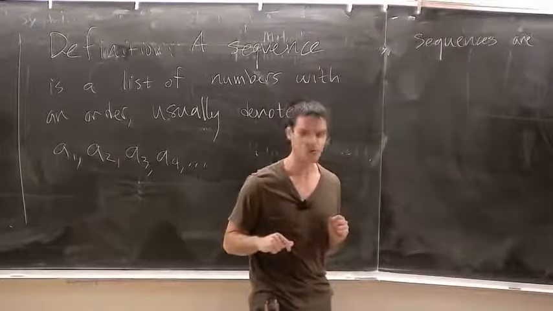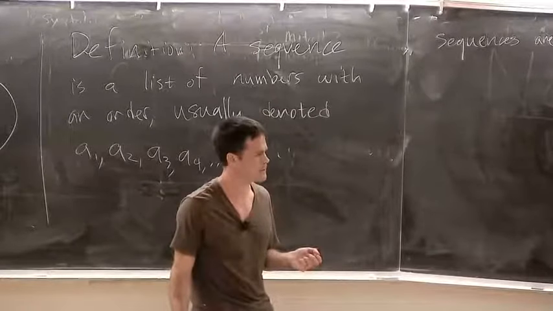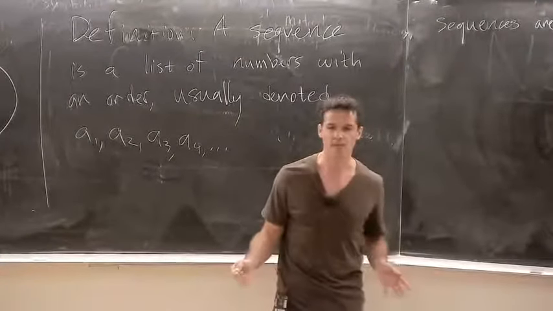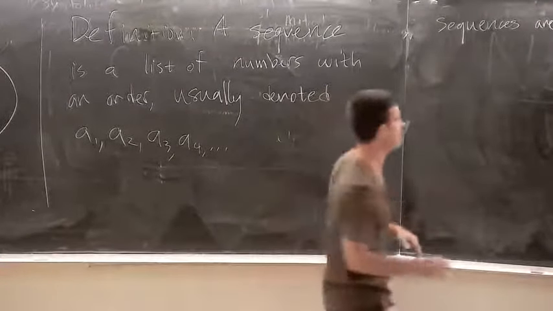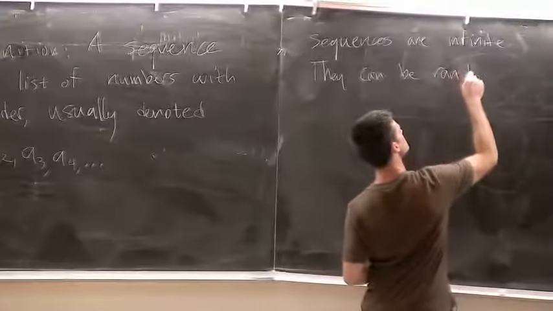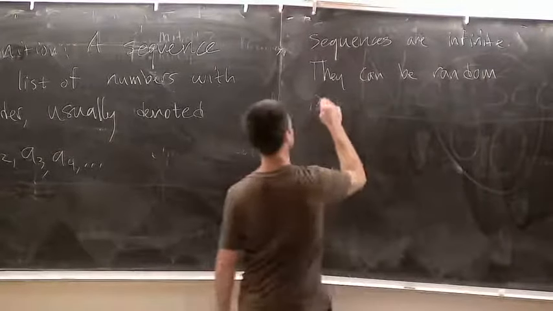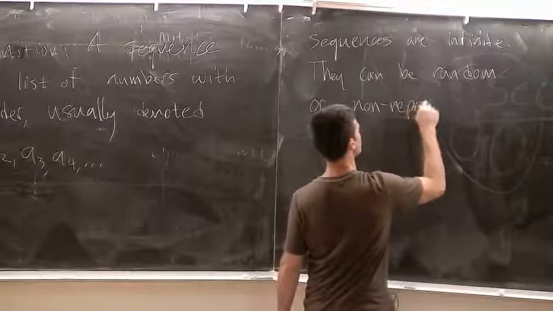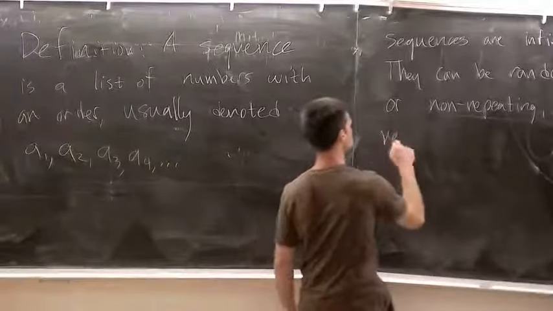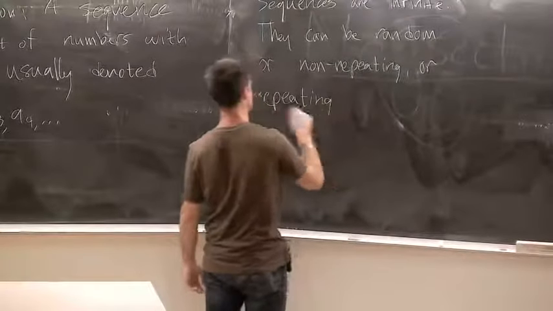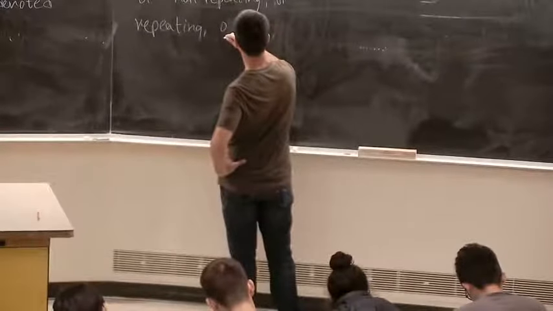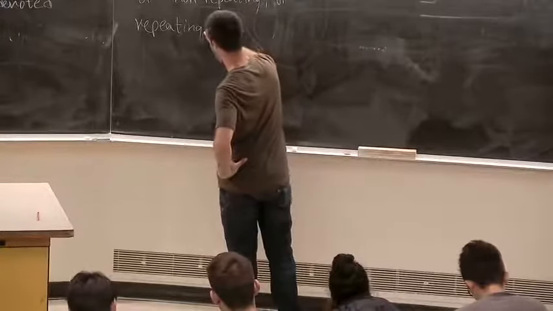Now, usually the sequences are going to have some pattern, maybe a formula. But even if they're random, that's okay. It's still a sequence, even if it's random. So they can be random. Or non-repeating. Or they can just repeat the same number over and over. Or constant.